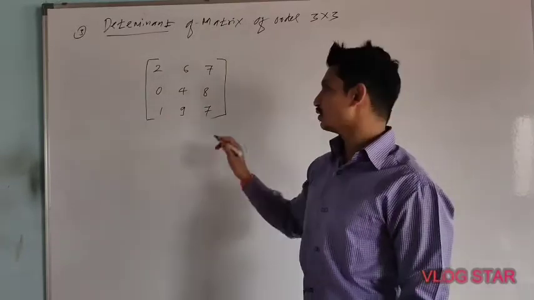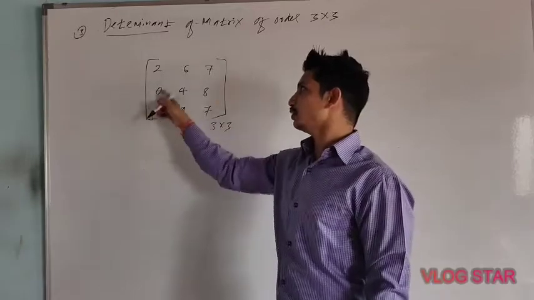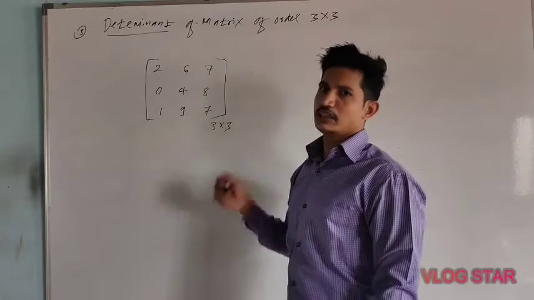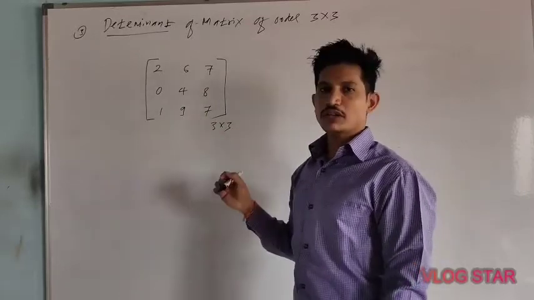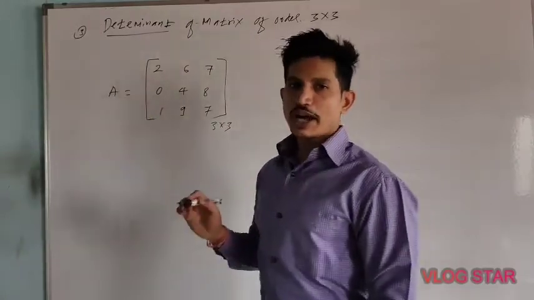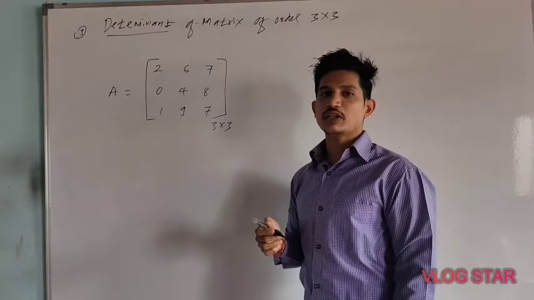Okay, so therefore suppose this is a matrix of order is what now here? Order is 3 cross 3. 3 cross 3 means 1, 2, 3 rows, 1, 2, 3 columns. Okay, so this is of order what here? 3 cross 3, and suppose name is here A. So I am going to find the value of this matrix. So how to find the value of this matrix?